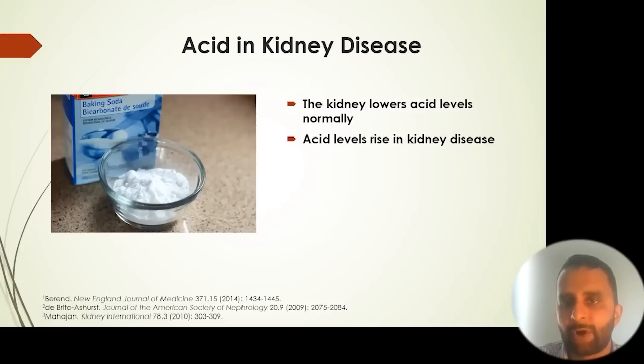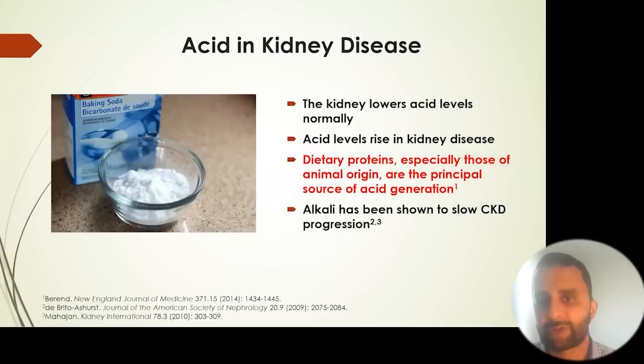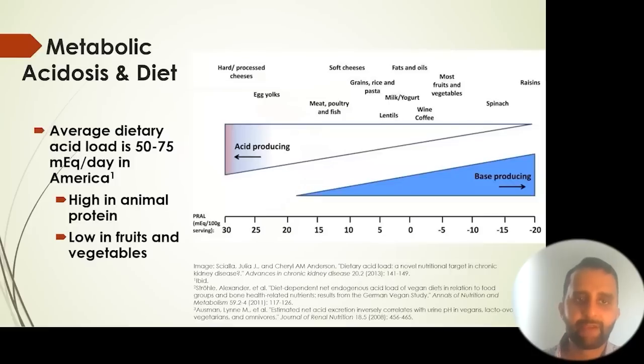So kidneys normally lower acid levels. That's one of the many functions they have, but these levels of acid rise in kidney disease because the kidney isn't working so well. Dietary proteins, especially those of animal origin, are the principal source of acid generation. And alkali has been shown to slow CKD progression. Alkali is a base. It's the opposite of an acid. A very common form of alkali is baking soda, hence the photo there.